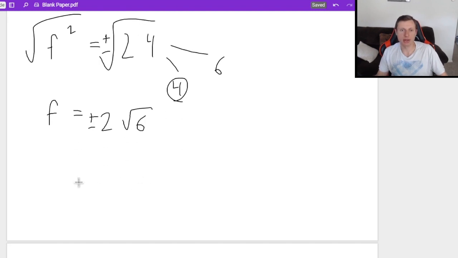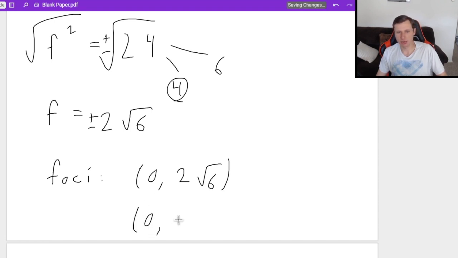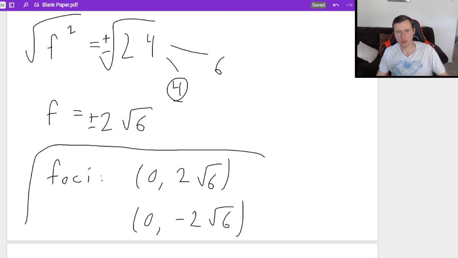So in other words, if I were to actually write out my coordinates for my foci, I have 2 coordinates. The first one is at the center, 0 for x, and the y coordinate is +2 root 6. And then the other foci is at, again, x is 0, y is -2 root 6. And there we go. That's everything I would need for that problem.